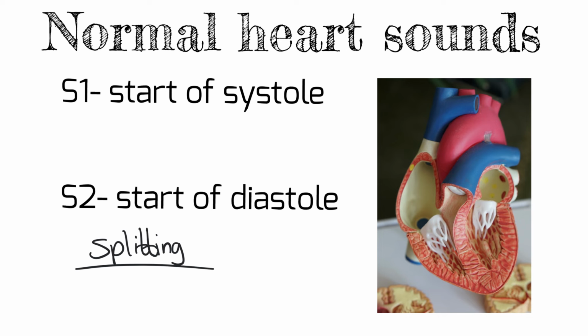The reason for this is thought to be that the pressure in the pulmonary circulation is much lower than the systemic circulation. When blood goes from the right ventricle into the pulmonary artery, it's going to take a bit longer because the pressure is lower, which means that the pulmonary valve is going to close slightly later, because the blood is moving perhaps at a slower rate than in the systemic circulation from the left ventricle.